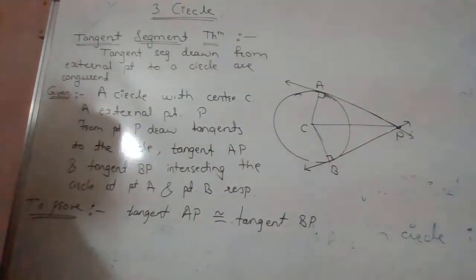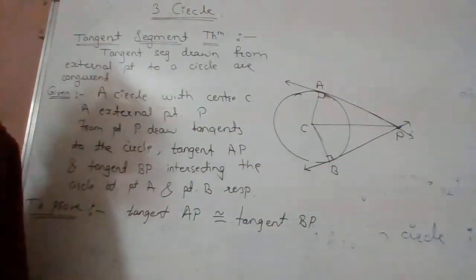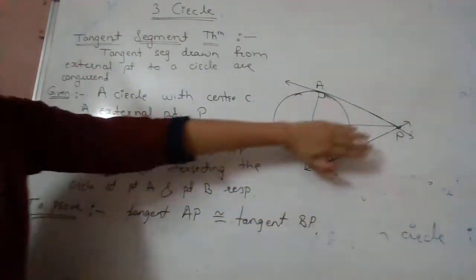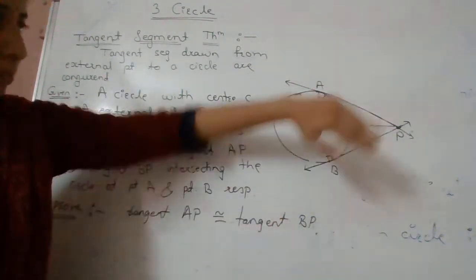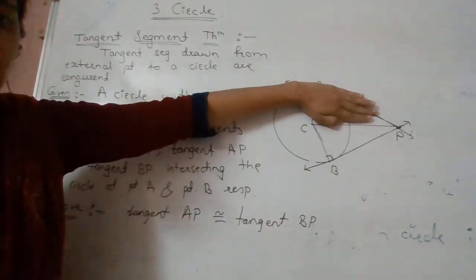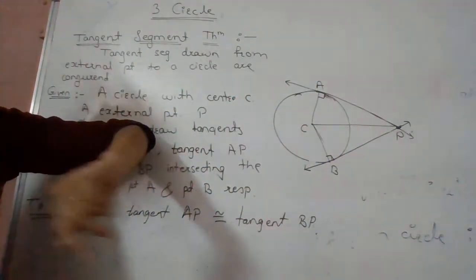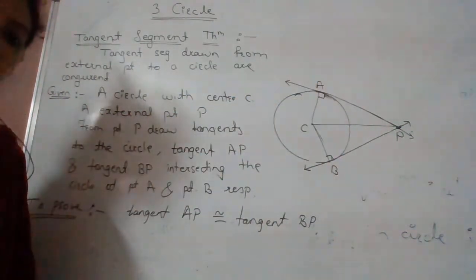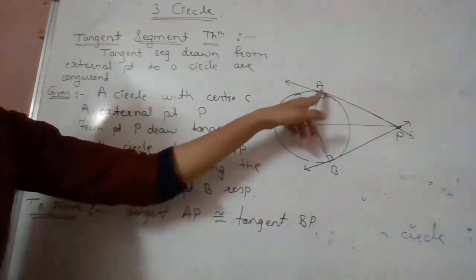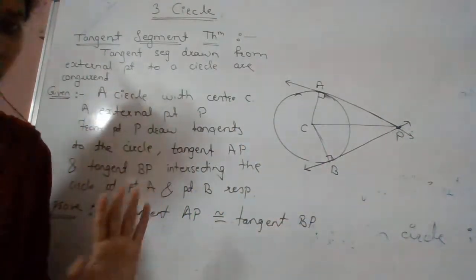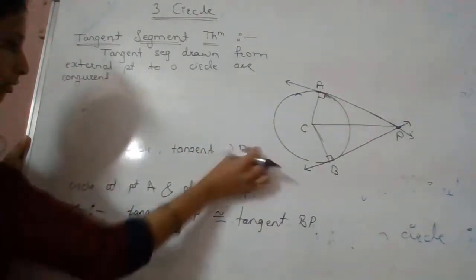Now start with what I have to prove. I have to prove that AP is equal to BP. It's very easy, students. Just look properly. I am getting one triangle, triangle CAP, and below it is another triangle, CBP. Consider these two triangles and show that they are congruent to each other. If the triangles are congruent, we can directly say that their corresponding sides are also congruent. So let's start with the proof. It is very easy.